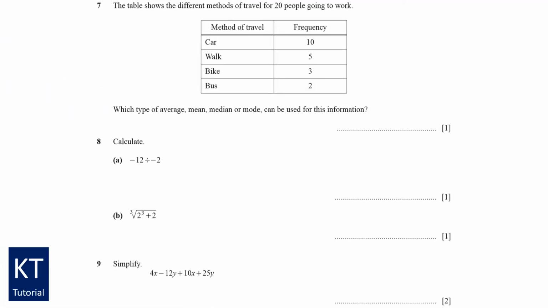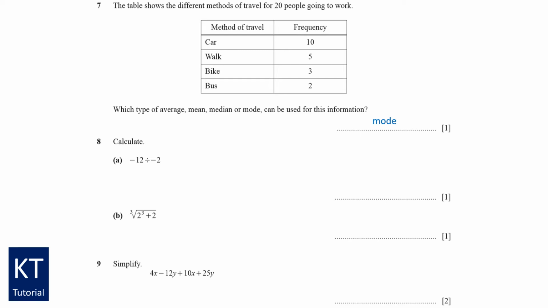Question 7. The table shows the different methods of travel for 20 people going to work. Which type of average, mean, median, or mode can be used for this information? The only one that makes sense here is mode.